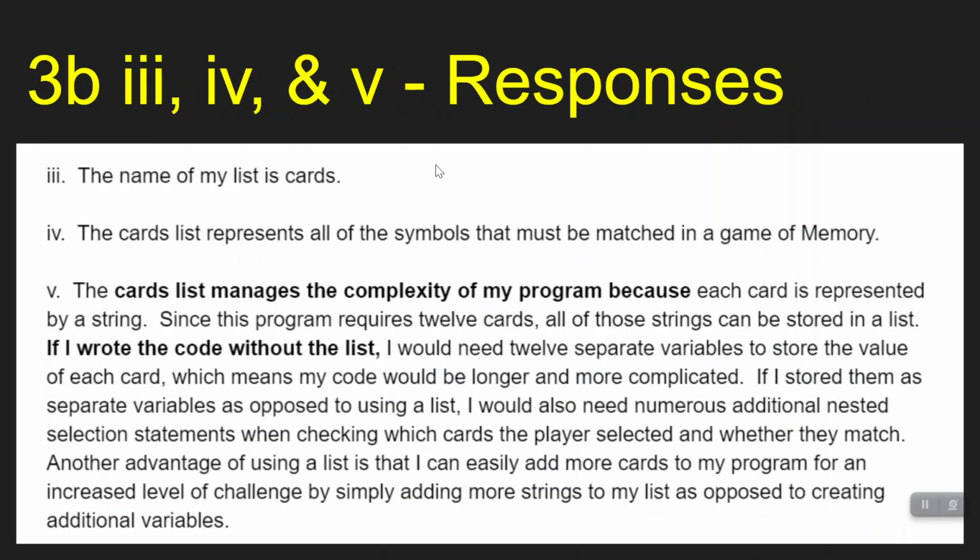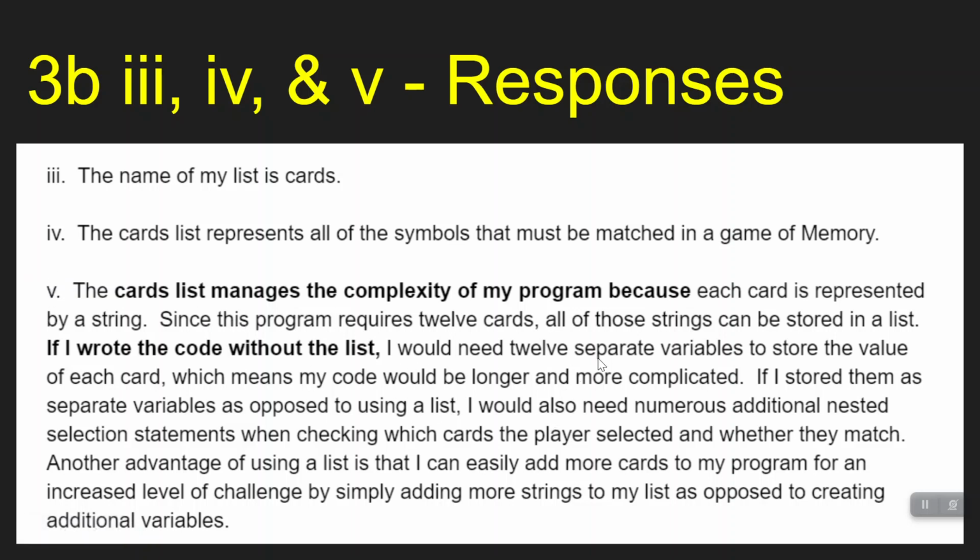Now I need to do my paragraph responses. So for question 3, I literally just have to say the name of my list. The name of my list is cards. For part 4, I have to explain what cards represents in my game. So again, really straightforward. The cards list represents all of the symbols that must be matched in a game of memory. But part 5, this is the part where you have to describe how it manages complexity.